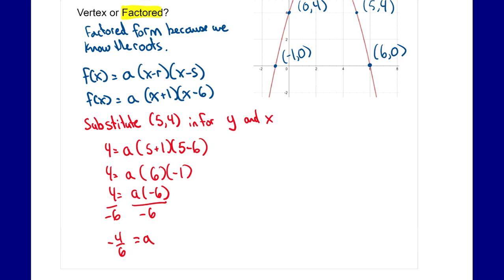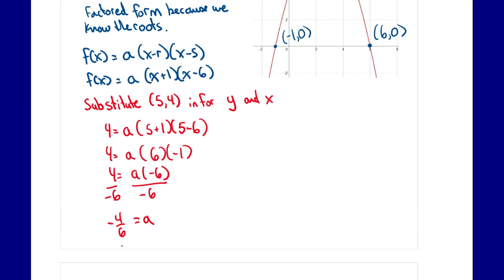I could also reduce it to negative 2 over 3 is equal to a. So once I have my a value, therefore, the function is f(x) equals negative 2 over 3 times (x plus 1) times (x minus 6). So now I have my full function with everything filled out.